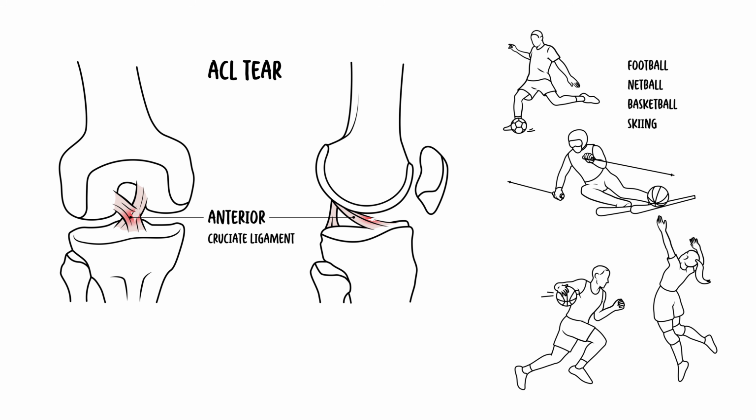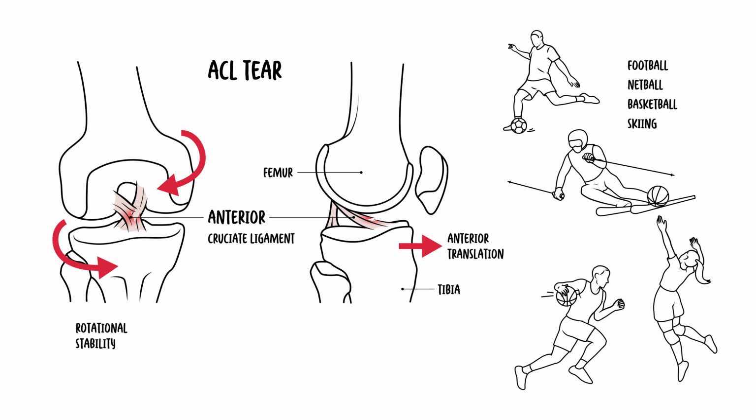The ACL is a key stabilizer of the knee, resisting anterior translation of the tibia on the femur and contributing to rotational stability. When torn, the knee may remain structurally aligned, but functionally unstable, especially during cutting, pivoting, or sudden deceleration.